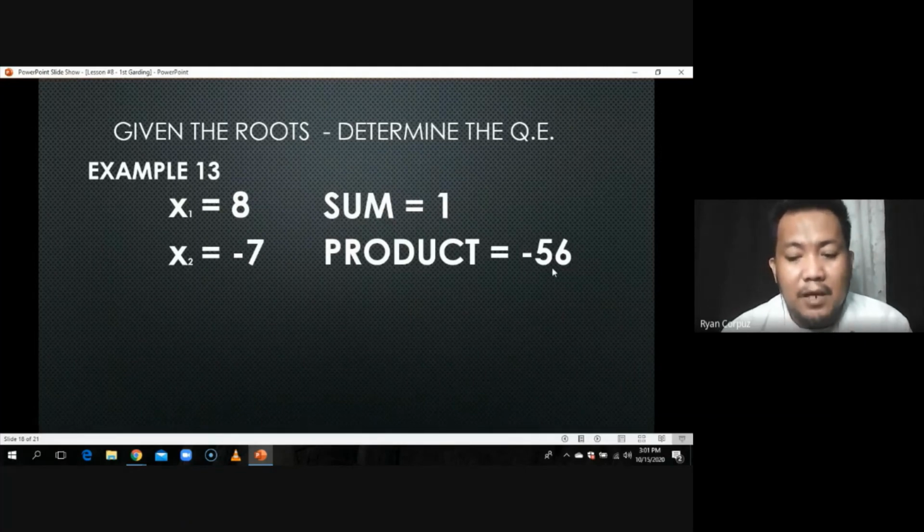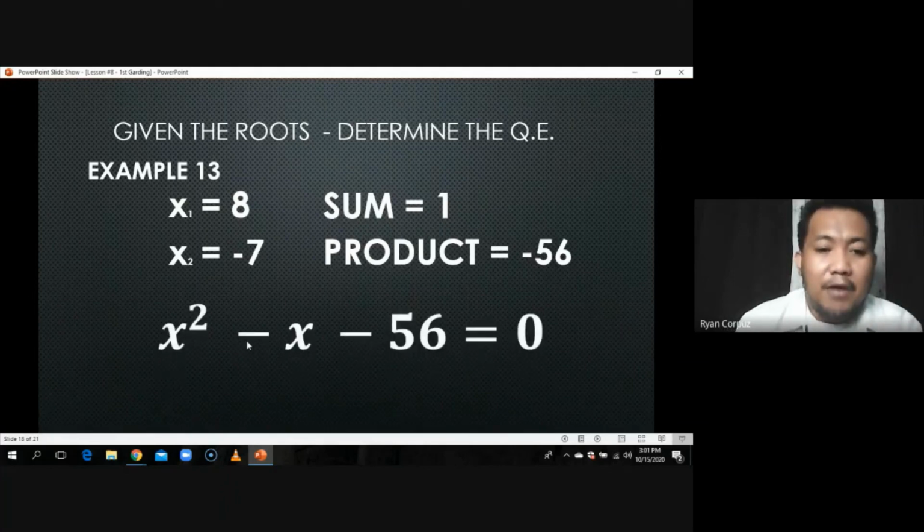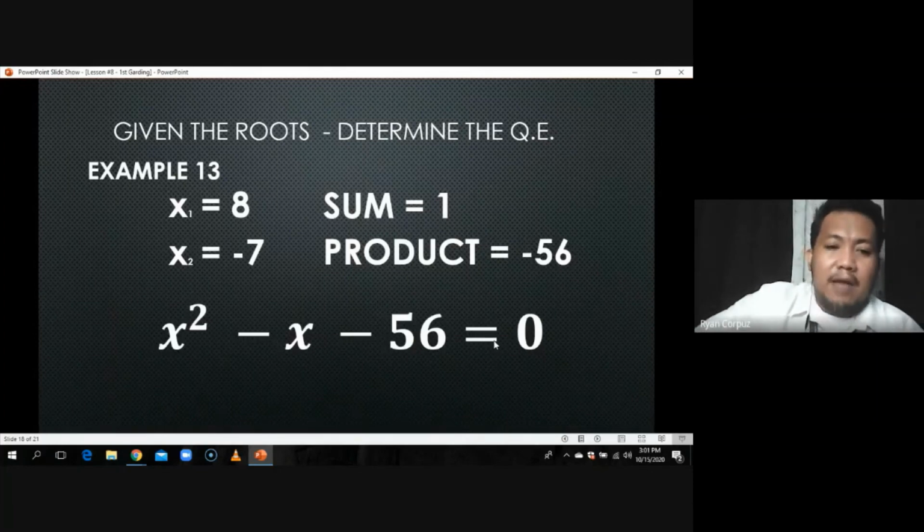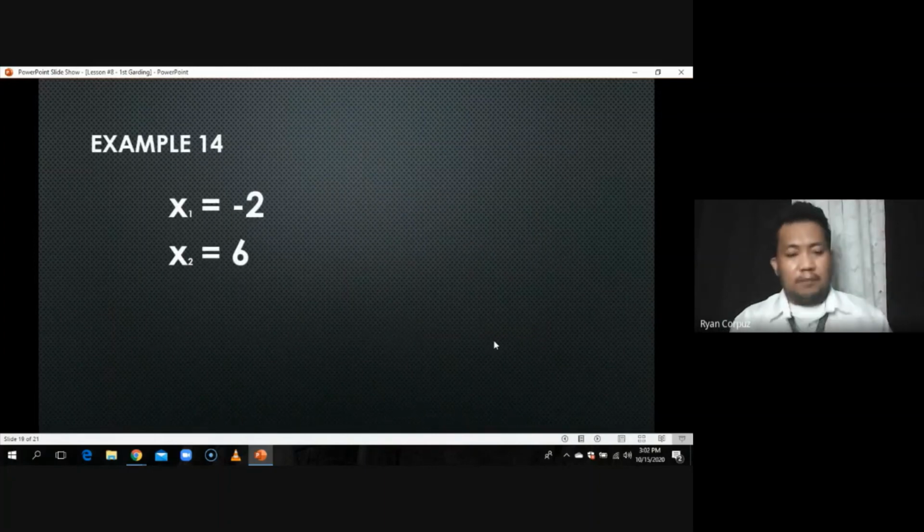So we do have still, the first term natin ay x squared minus x, which is the opposite of 1, then minus 56, which is the same sign of negative 56, equal to 0. So with the given roots of 8 and negative 7, we determine the quadratic equation by getting first the sum and the product of the roots, then form it by getting the opposite of the sum while the same sign of the product. So we'll end up to the quadratic equation x squared minus x minus 56 is equal to 0.